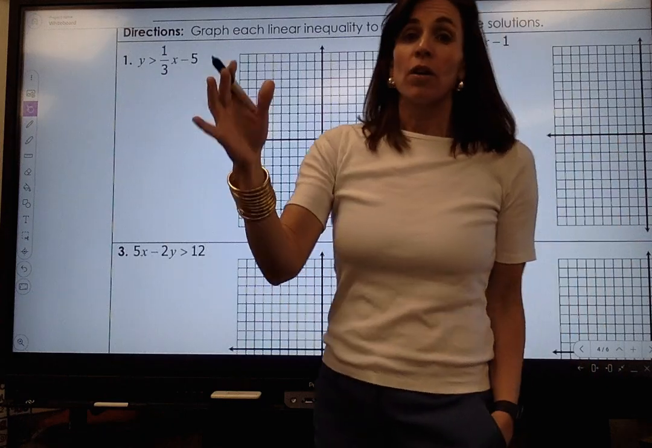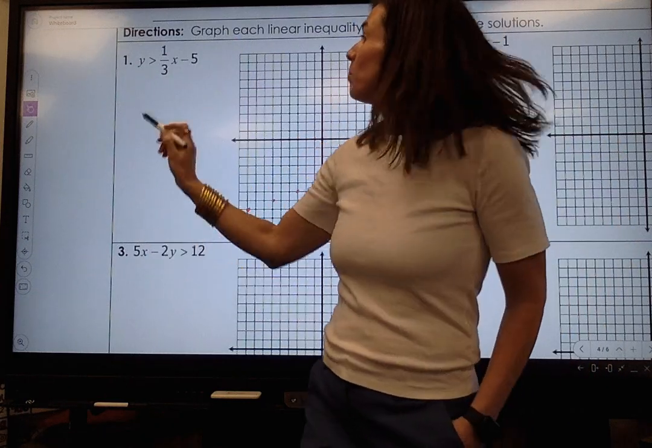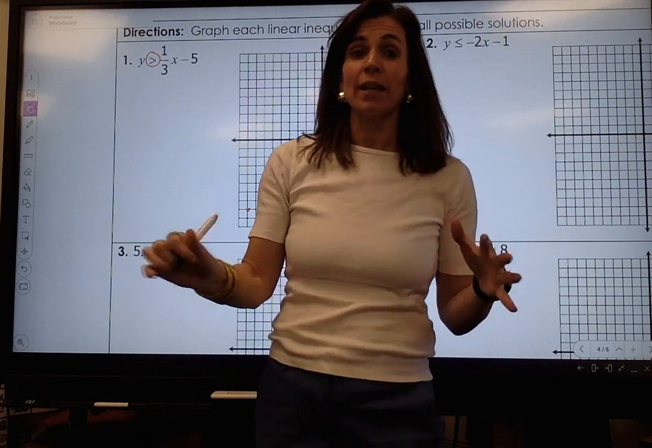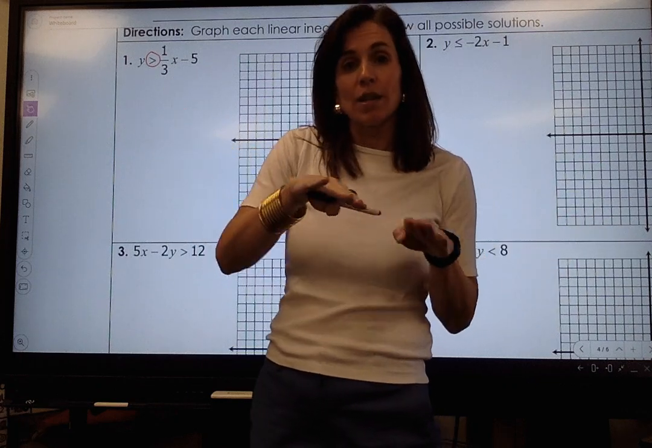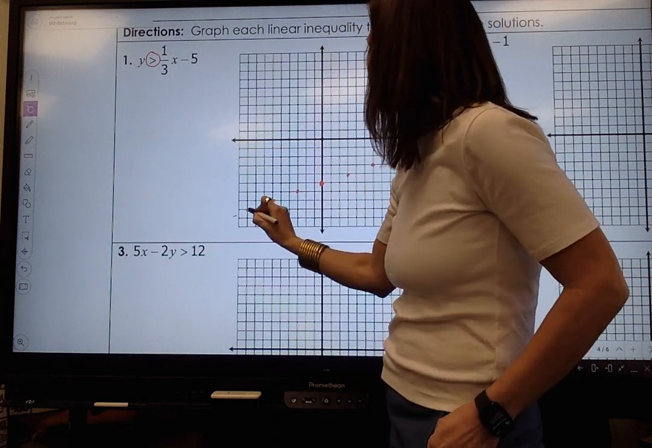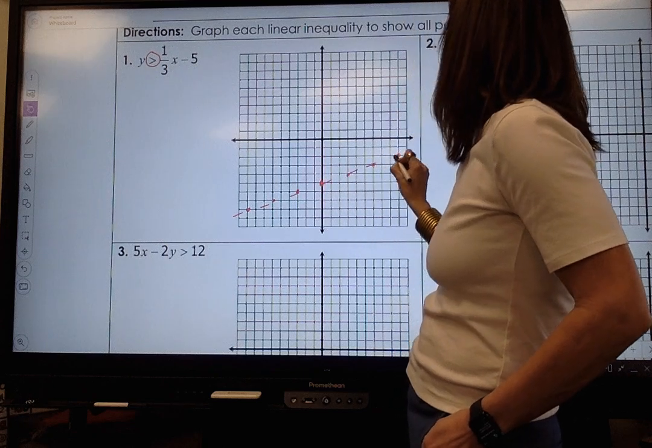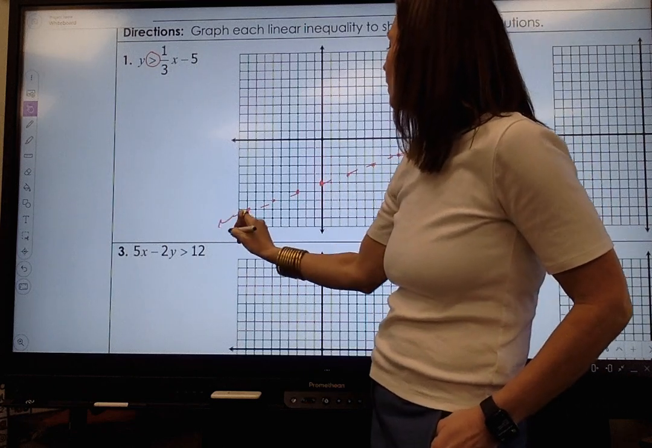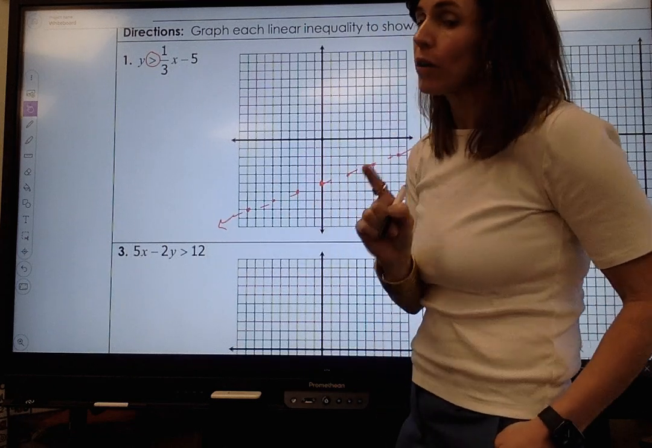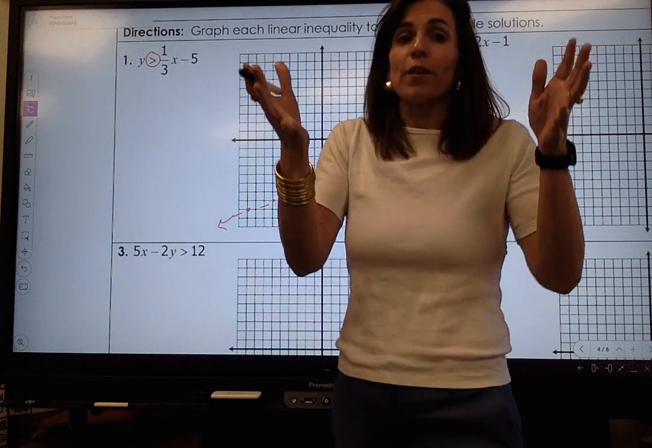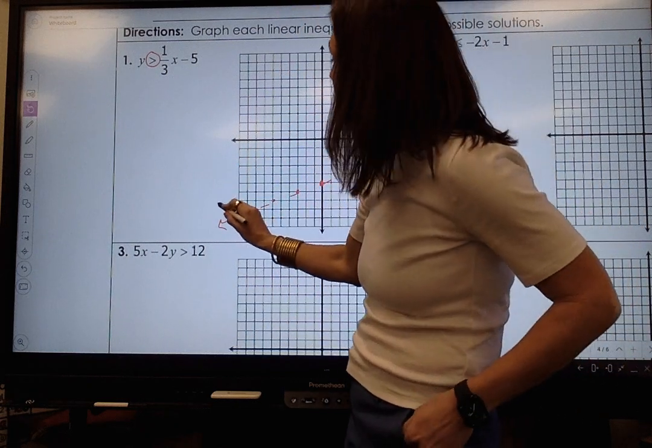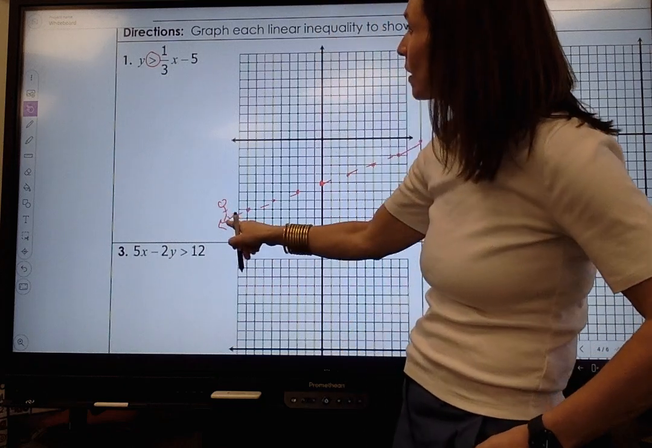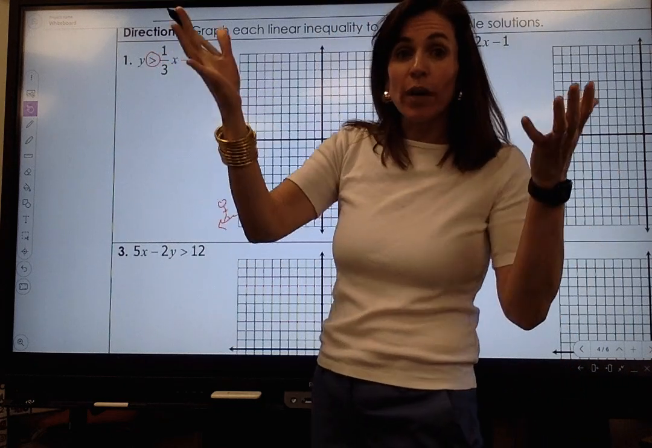Now, solid or dotted? Because it's greater than, it's a dotted line. Only if it's equal to is it solid. So I'm going to make a dotted line all the way through, arrows on both ends. I'm going to add my skier because my skier makes it easy to determine if I shade above or I shade below. Remember, your skier always starts on the left-hand side. There's my skier. And it's greater than, so I shade above.